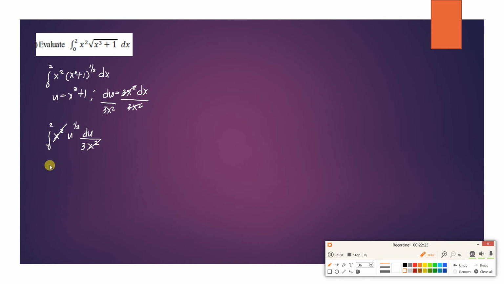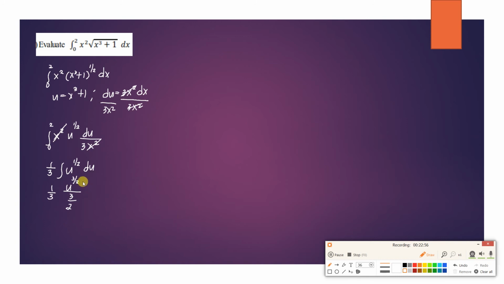Tapos si 1/3, pwede ko nang ilabas. Integral of u raised to 1 half du. So, simpleng power formula na lang siya. Okay, sa power formula, you just add 1. So, 1 half plus 1 is 3 half. So, we have 1/3. Okay, tandahanin ko lang muna, u raised to 3 over 2 over 3 over 2. So, wala ng plus c.